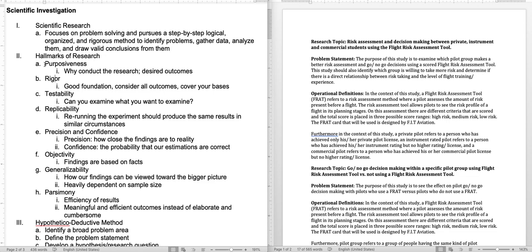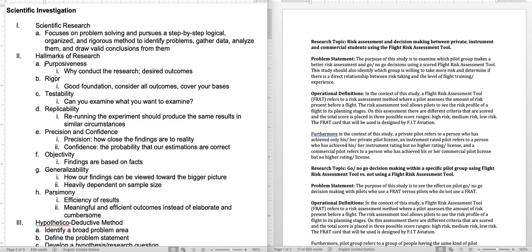Rigor, good foundation, consider all outcomes, cover your bases. So what does that mean? So in terms of rigor, a good foundation would be, is it based on a theory, an actual theory that's out there that exists and makes sense? For example, is it based on the theory of trust and automation that's already out there and levels of trust? Is it based on previous research that already has data collected and an analysis associated with it with results? So is there previous research associated with it, and are you able to replicate it?